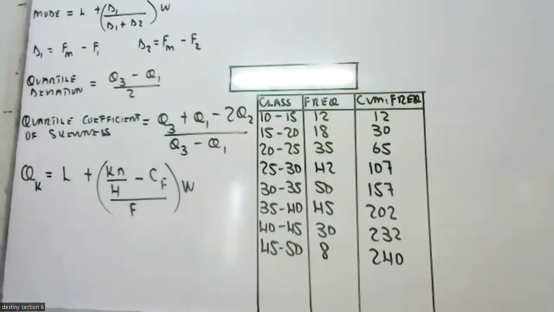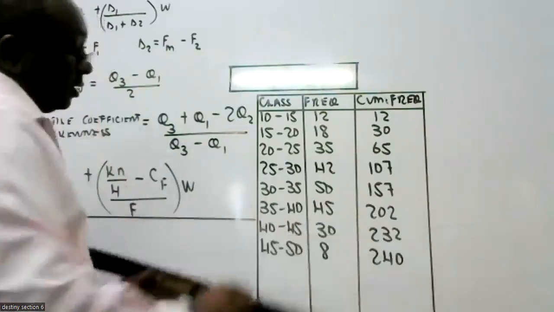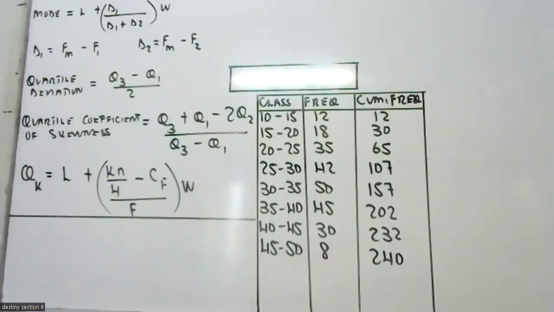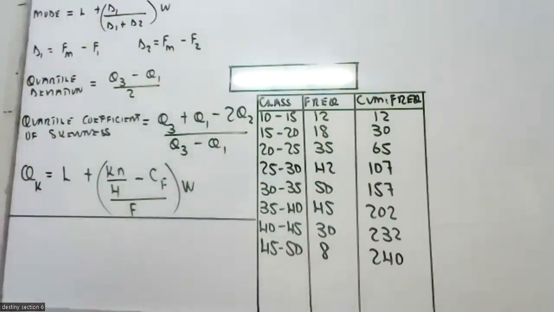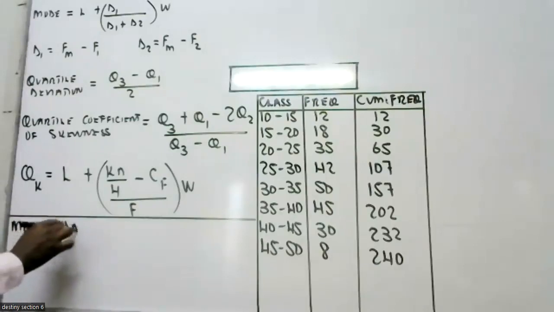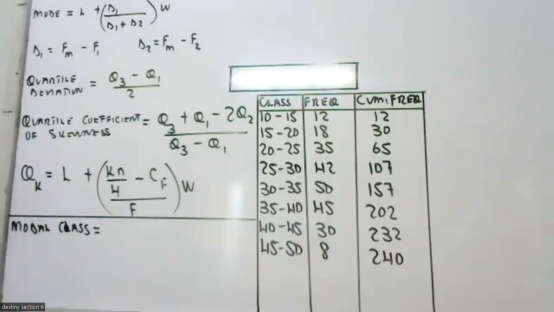So we can start computing these values. If I just even start here, the modal class is the class with the highest frequency. So the highest is this one, so it is 30 to 35. That is the modal class.